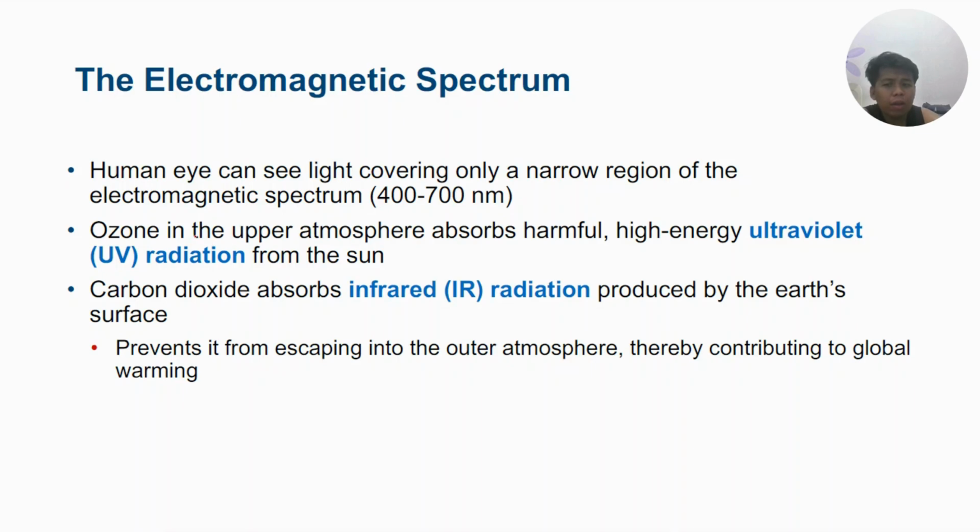And our ozone layer, at the top of the atmosphere, absorbs the harmful high energy ultraviolet rays, or the UV radiation from the sun. And carbon dioxide absorbs the IR radiation produced by the Earth's surface. So imagine if we had no ozone layer, which absorbs the harmful UV rays that can harm us. And right now, our ozone layer actually has a hole in it.